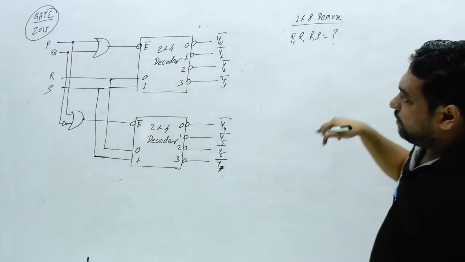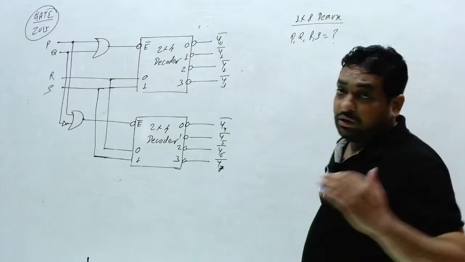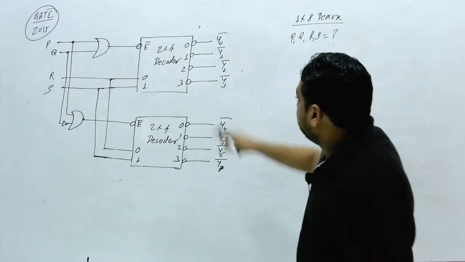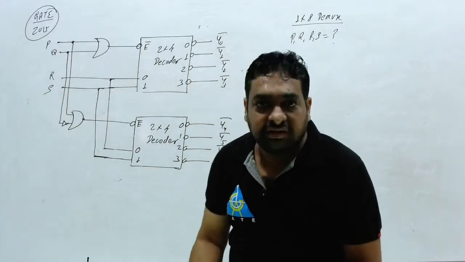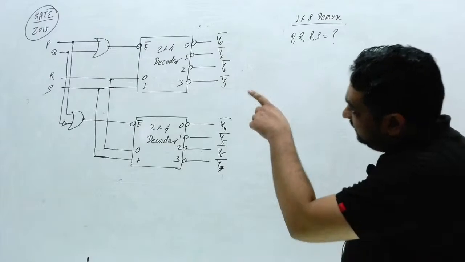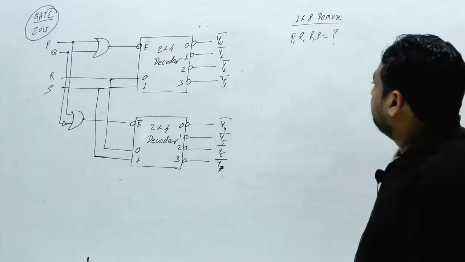If you want to design this circuit as a 1 cross 8 demultiplexer, 1 input, 8 outputs, so this is the 8 outputs. Here 1 will be input and 3 will be selection lines. But here you are getting the input in terms of PQRS. Then what will be the PQRS?